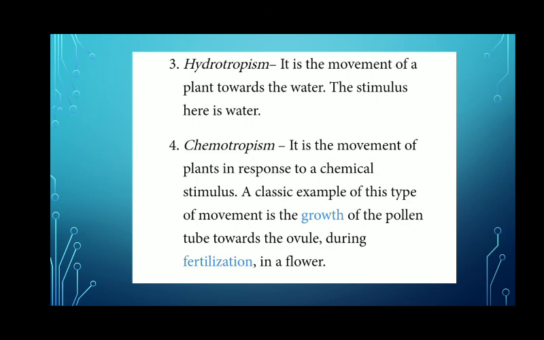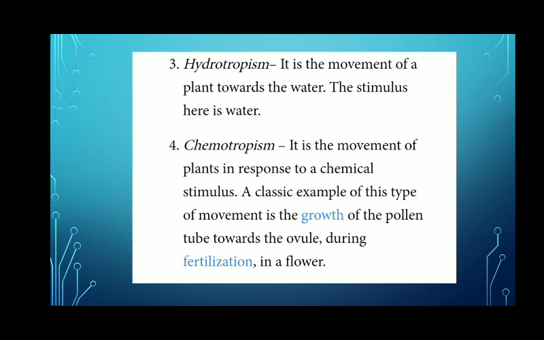It is a movement of plant part in response to chemicals. Thus, it is a movement of plant part in response to chemicals. Here, the stimulus is chemical, and we can give an example. If a plant part shows movement towards the chemical, then it is positive chemotropic, and on the other hand, if a plant part shows movement away from the chemicals, then it is negative chemotropic. Thus, here we can give an example of pollen tube.